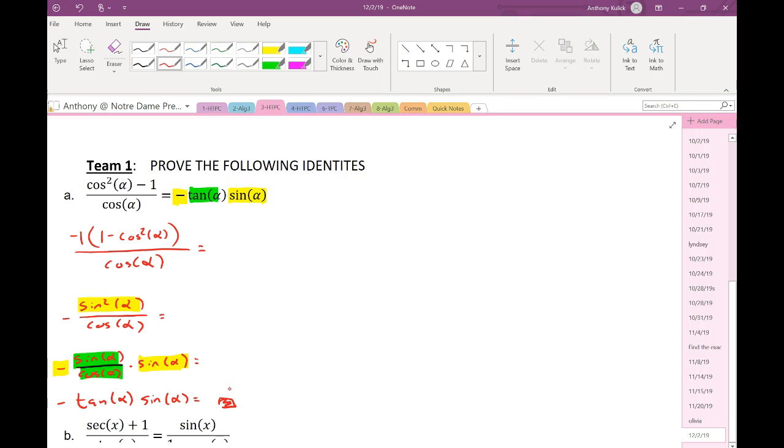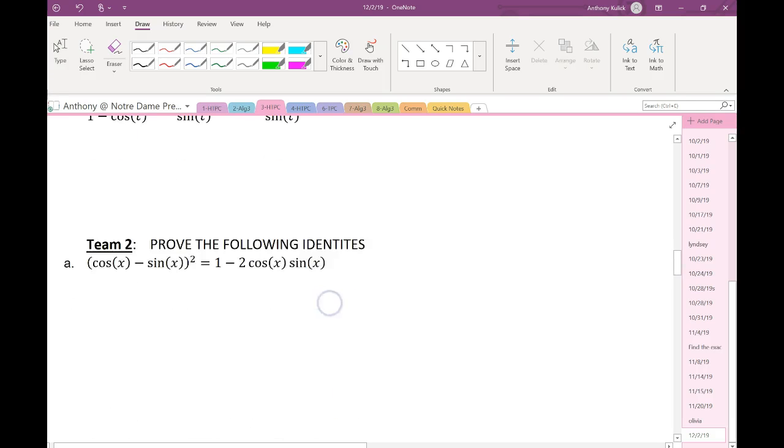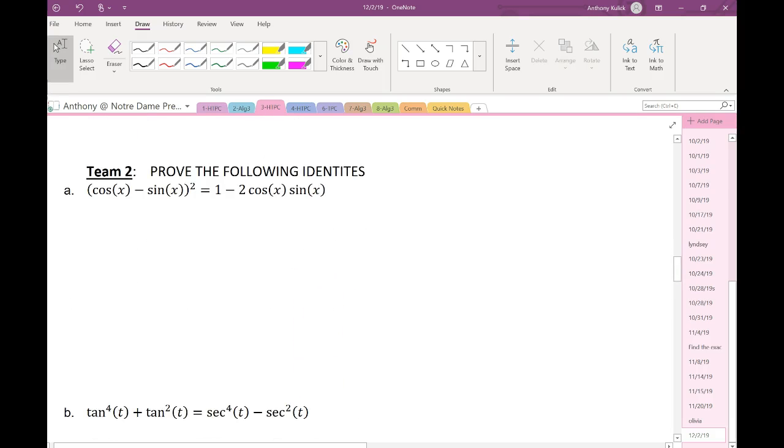All right. Who's next? Megs. Sure. 2A then, we'll call that. Great. Which side did you want to work on? Okay. So what did you want to do first on the left?